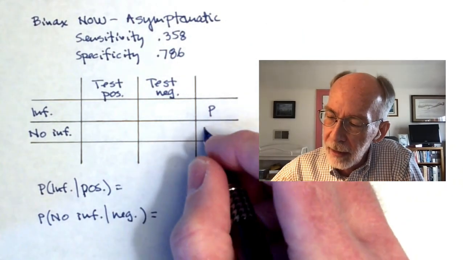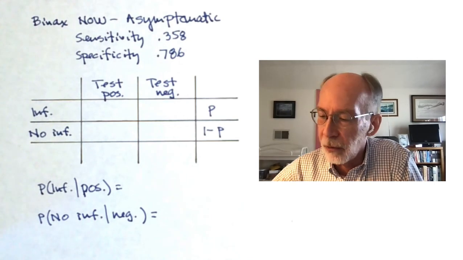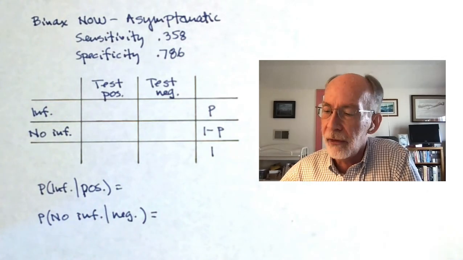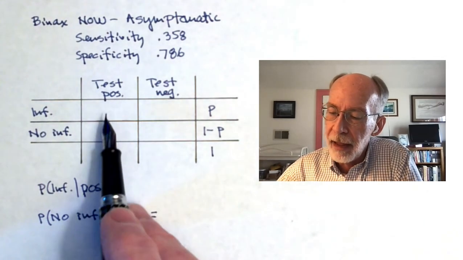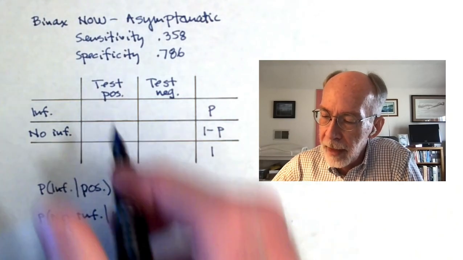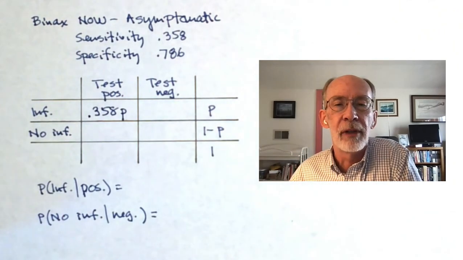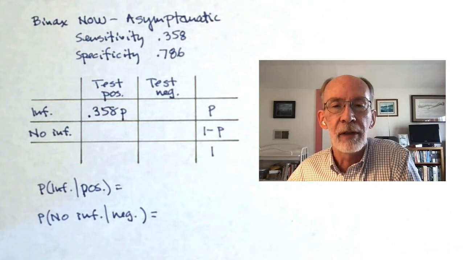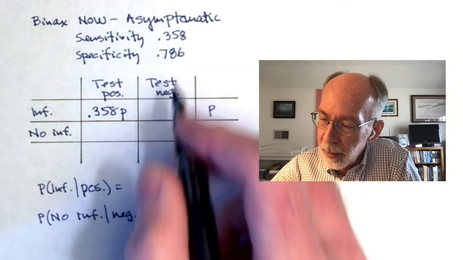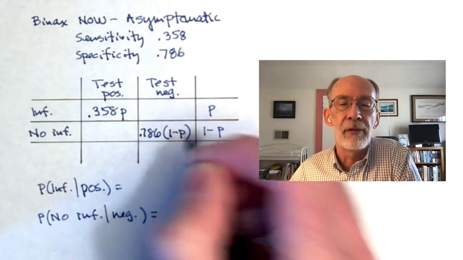So if p as a decimal of the population is infected, then of course 1 minus p is not, and these will total 1. If the sensitivity of the test is 0.358, then the fraction of the population that will both be infected and test positive is 0.358p. 35.8% of the infected folks will test positive. Down here, we've got the specificity of 0.786 times the fraction 1 minus p who are not infected.